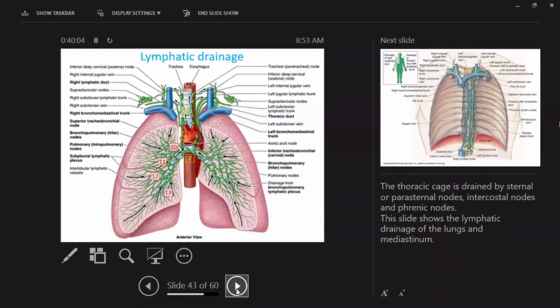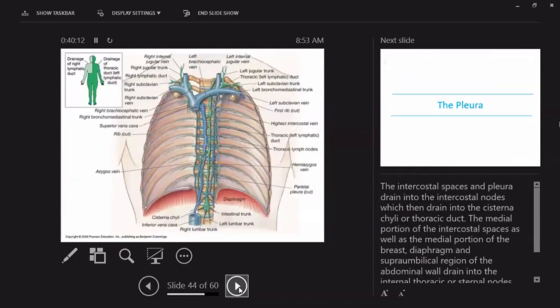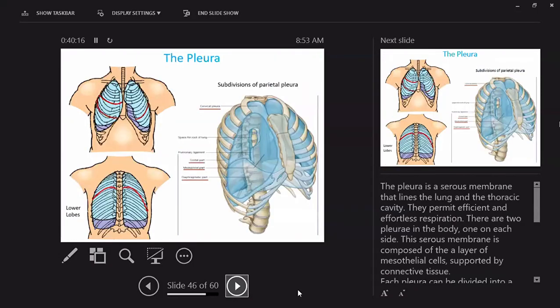Right, lymphatic drainage, I've only put it for completeness sake. We're not going to really question you a lot about lymphatic drainage, right? It's a bit confusing, but you will need it for your coming years. So it's there. Right, very quickly about the pleura.